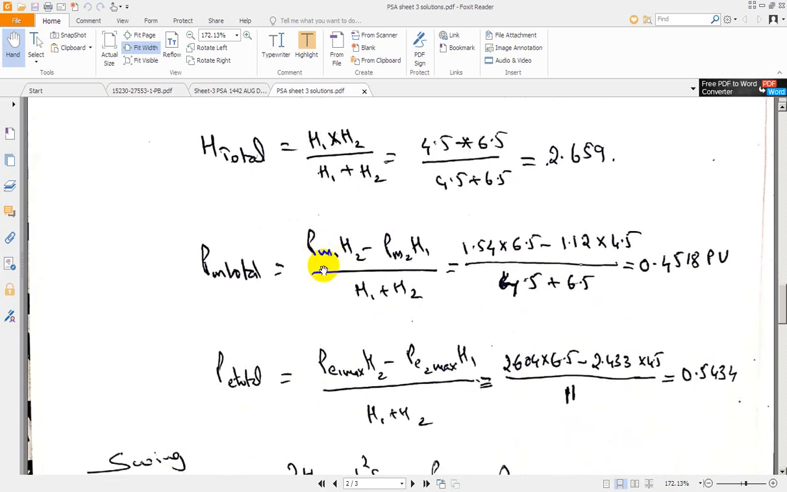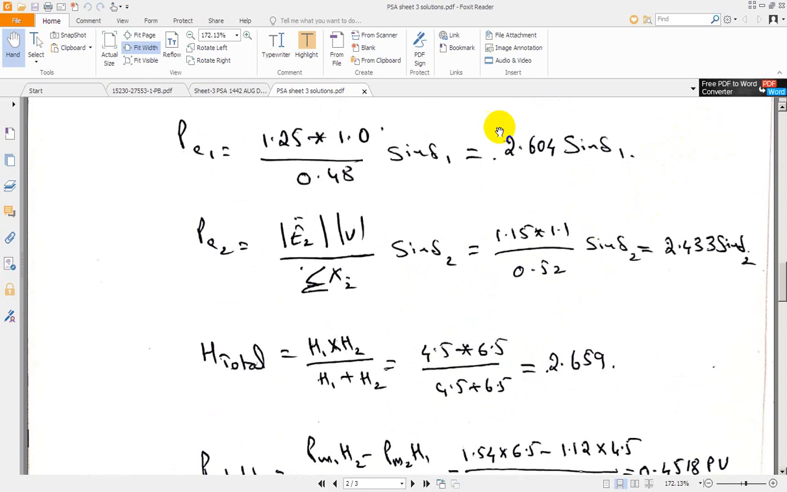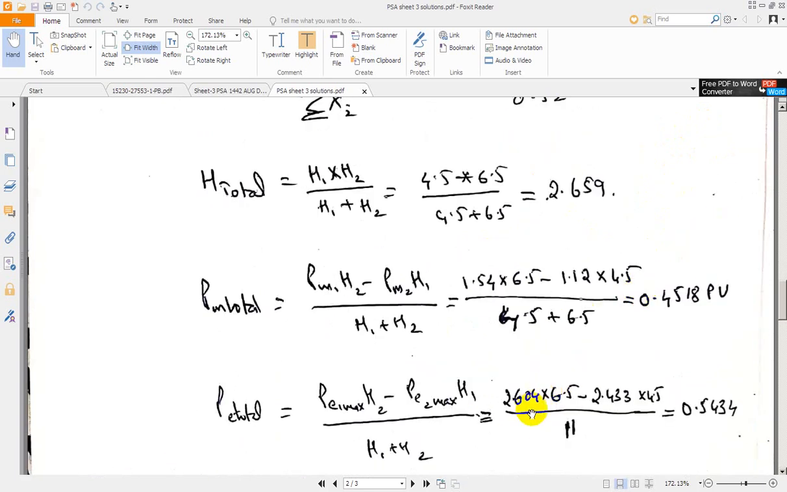Similarly, for electrical, same parameters, replace PM1 with PE1, PM2 with PE2, and substitute the values. From where did we get this? From here: PE1 2.604, PE2 2.433, times H2, H1, divided by H1 plus H2, 4.5 plus 6.5 is 11. You will get it as 0.543.